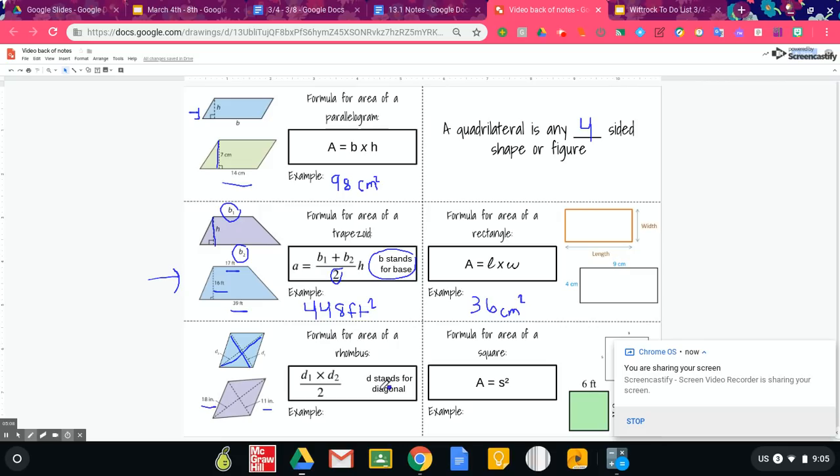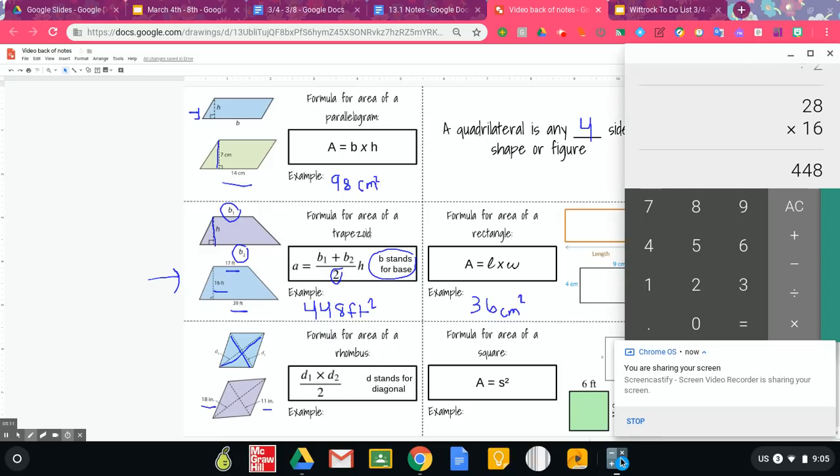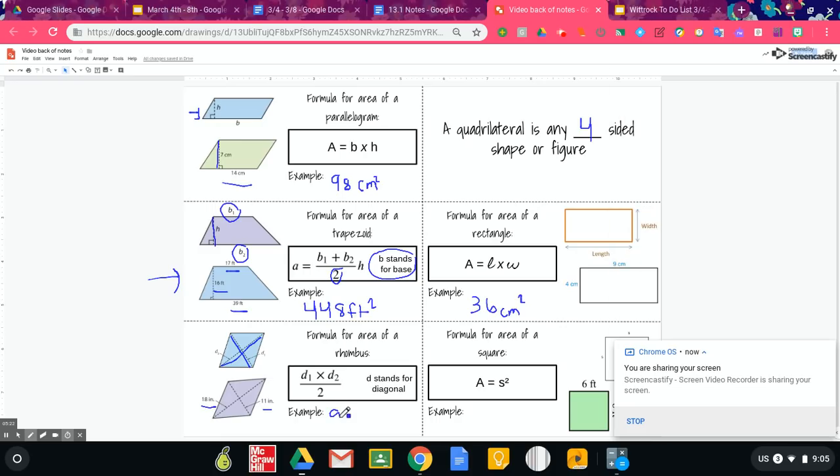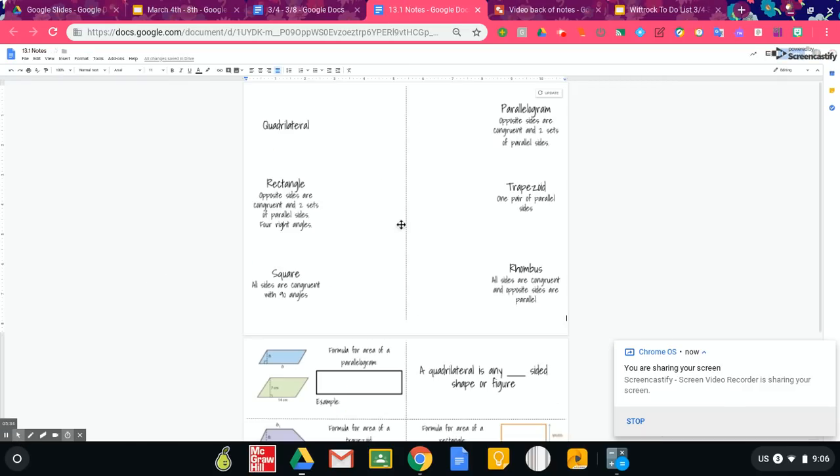With the formula, we have to multiply those together and divide the answer by 2. So 18 times 11 equals 198, divide it by 2, and it equals 99. And this one is in inches, so 99 inches squared. It's hard to write with this. All right, and the properties of a rhombus: all sides are congruent, so all sides have to be the same length, and opposite sides are parallel.